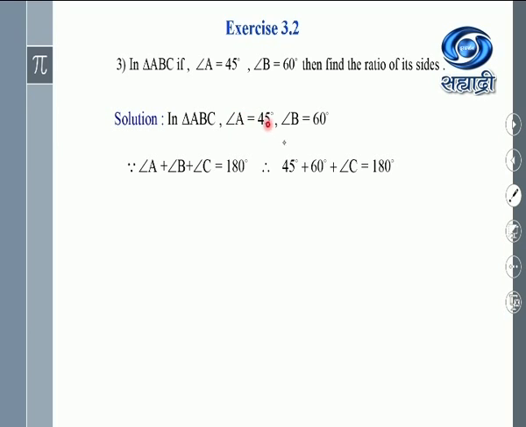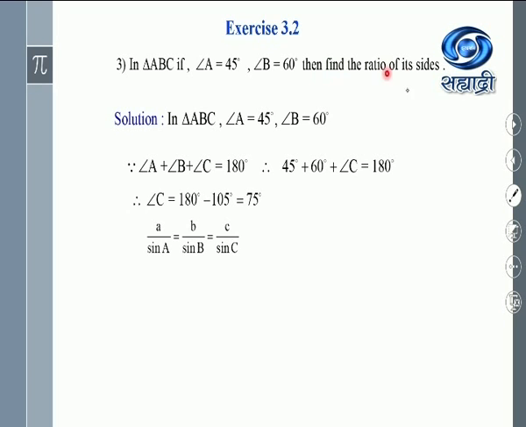Now we put the values of angle A and angle B in this equation. So we have 45 degrees plus 60 degrees plus angle C is equal to 180 degrees. Now simplify this. Therefore, angle C is equal to 180 degrees minus the addition of 60 degrees plus 45 degrees, which is 105 degrees. So angle C is 180 degrees minus 105 degrees, which is equal to 75 degrees. So here we got the third angle C.